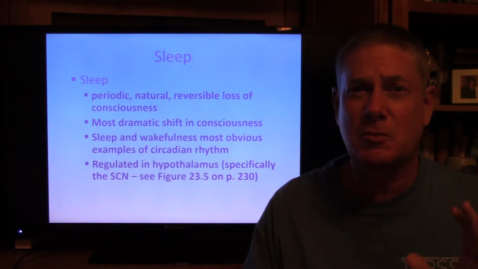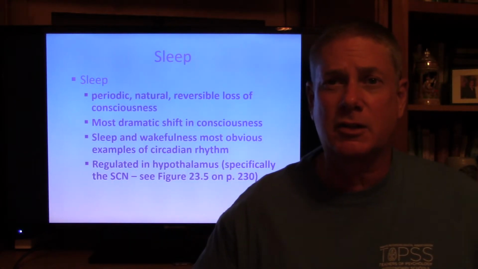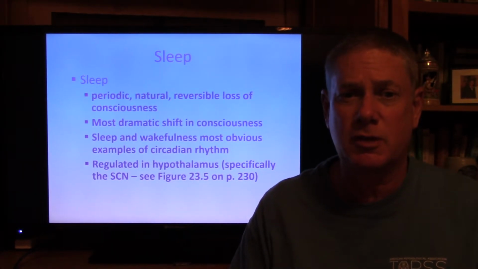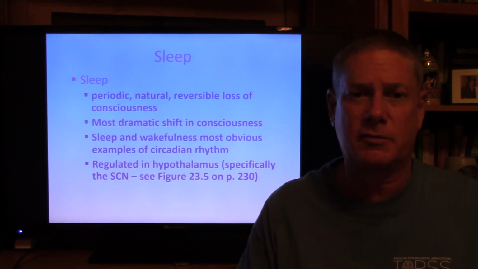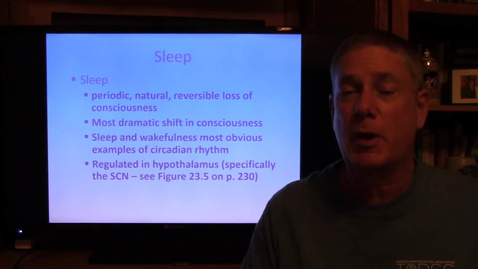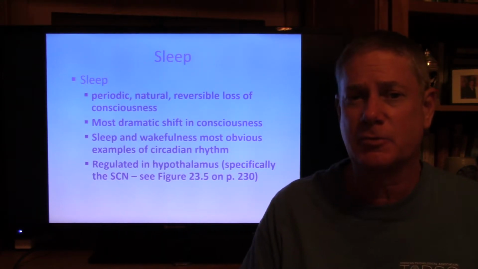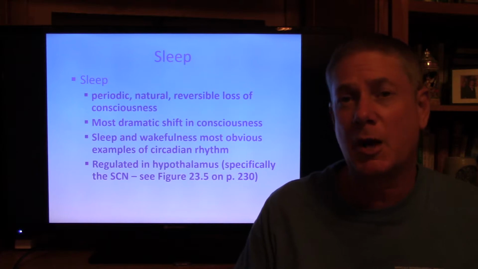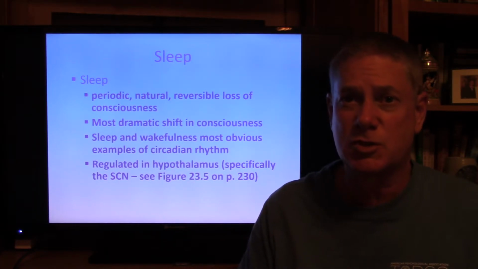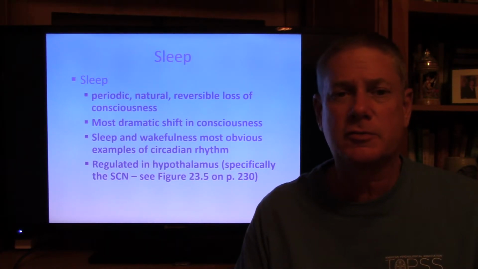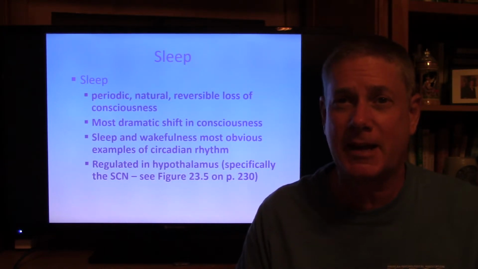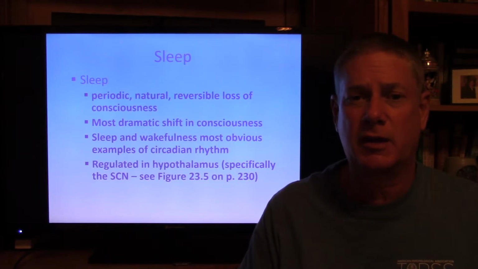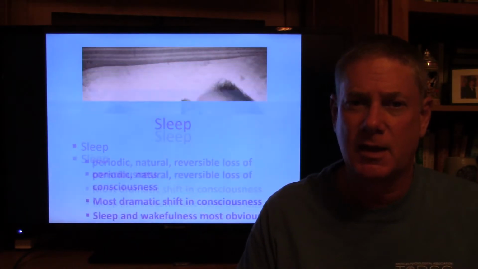It's probably the most dramatic of all the states that we look at in this unit because sleep is so different from our waking lives. And of course, sleep and wakefulness are the most obvious examples of circadian rhythm. Later on, we'll talk about the brain mechanism that is responsible for this sleep need, and it is called the suprachiasmatic nucleus, and it is located in the hypothalamus.